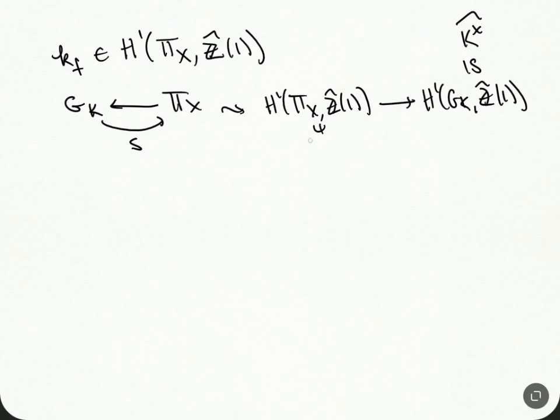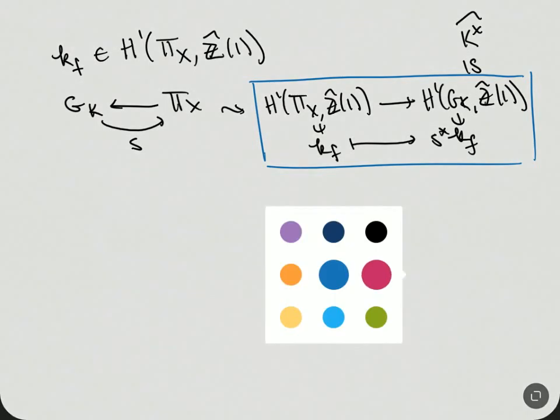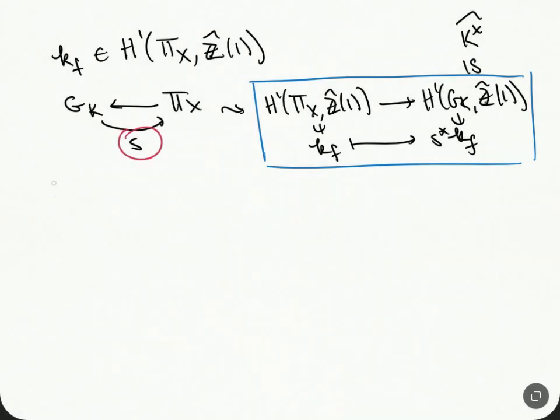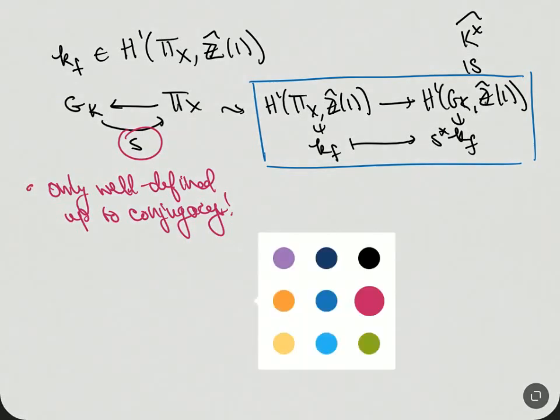And this guy here, okay, so we want this all to work. If we have a section, this is all nice and good. But one of the issues is that this guy here is only well defined up to conjugacy. All right. Okay, so maybe it feels like I lied to you.